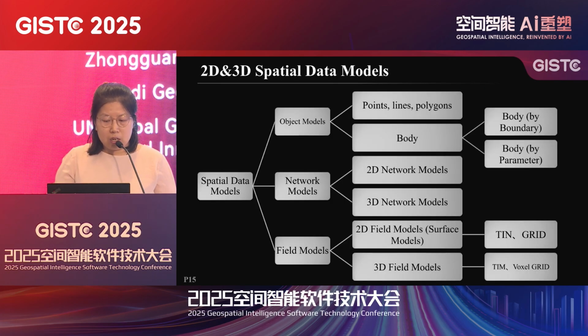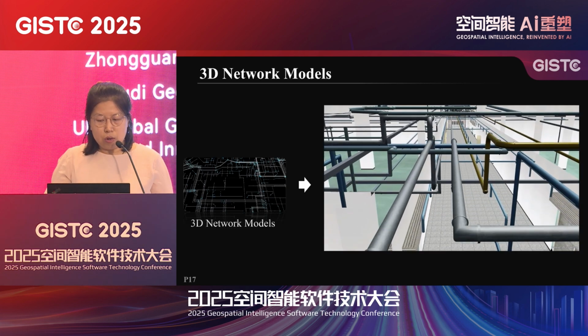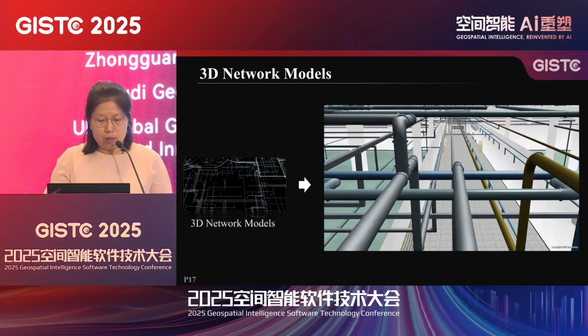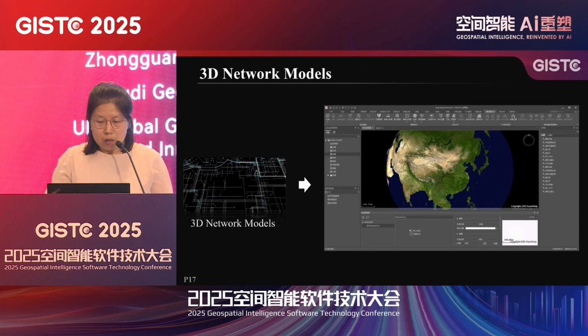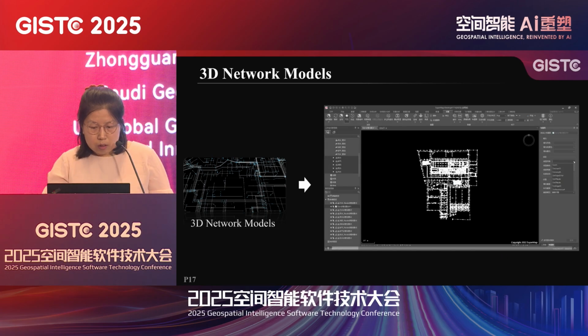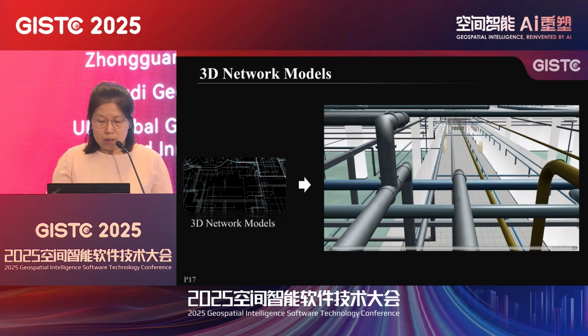Next, let's take a look at the 3D applications SuperMap can support based on the network model. 3D network models are mainly used to represent connections between objects, between objects such as pipelines, tunnels, and valves in utility networks, as well as transportation networks.